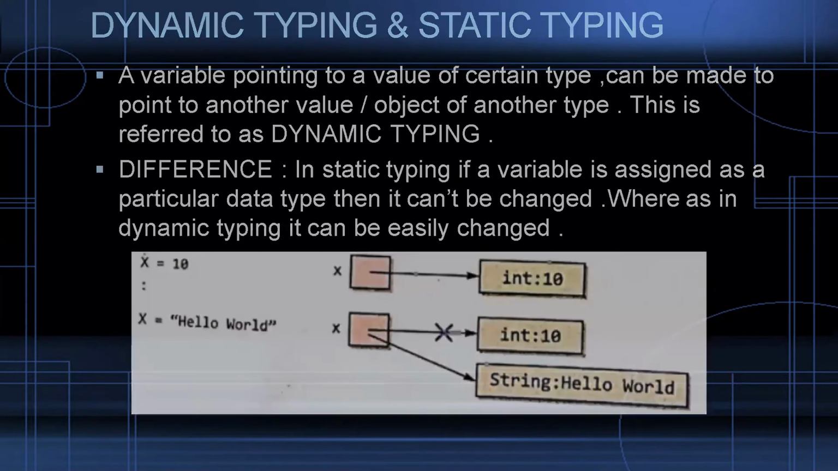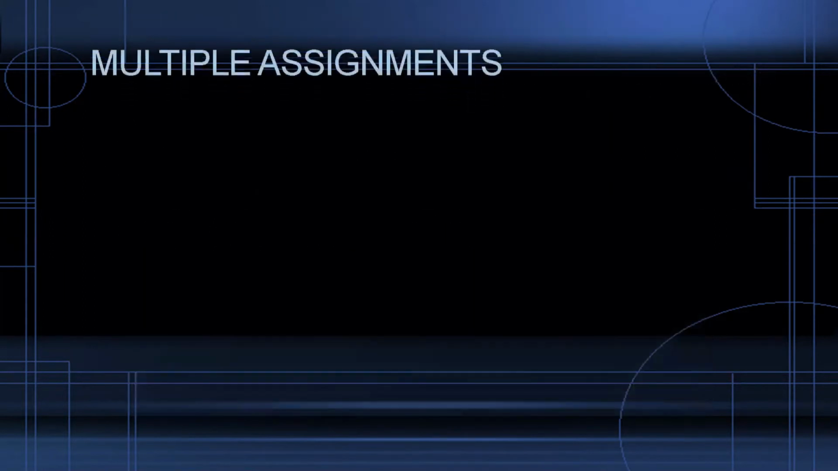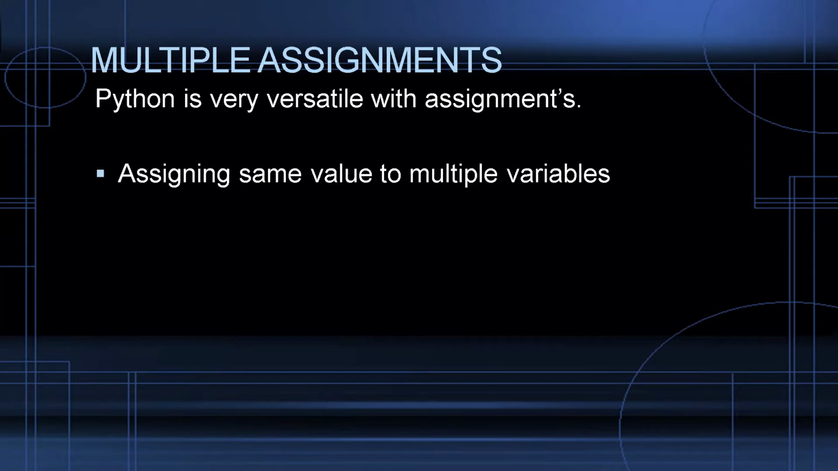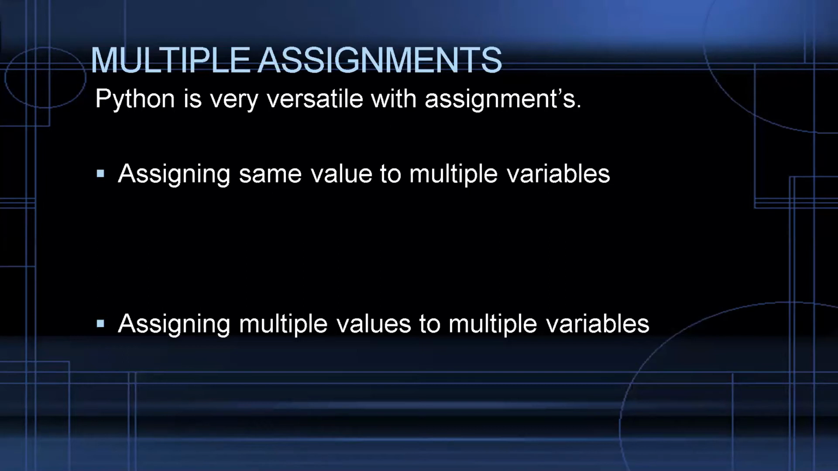Now, let's move to the next important topic, that is multiple assignments. As we all know, Python is very versatile with assignments. There are two types of classification in multiple assignments. The first one is assigning the same value to multiple variables. And the second one is assigning multiple values to multiple variables. Let's see a figure to understand this in detail.